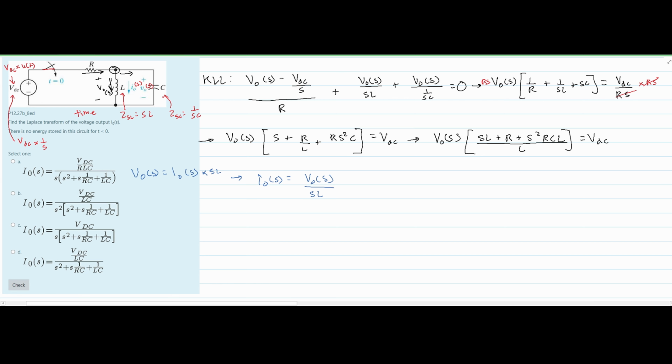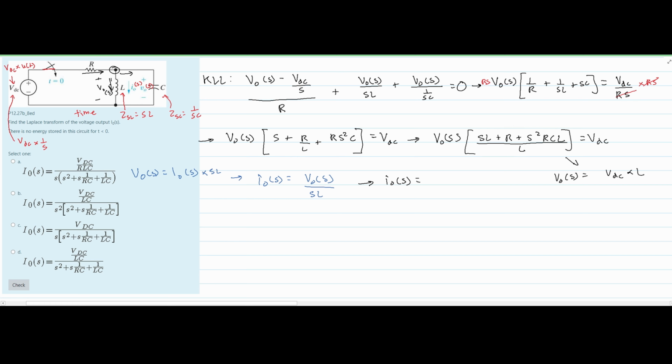And now we're just going to plug in our V naught S right here. We have our I naught S, and before we plug this in, we can see that we have this V naught S times this. And that won't work because we can't really plug that in. So we're going to have to rewrite this as V naught S is equal to VDC, and we're just going to multiply both sides by the inverse of this to get our V naught S by itself.